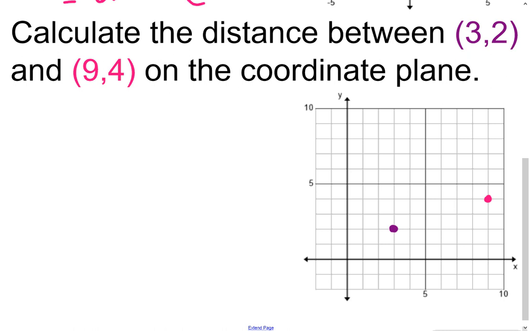And now we want to calculate the distance in between those 2 points. Right here. Again, I'm going to make my right triangle. The last time I made my right triangle, I think of it below the hypotenuse. This time I'm going to make it above.